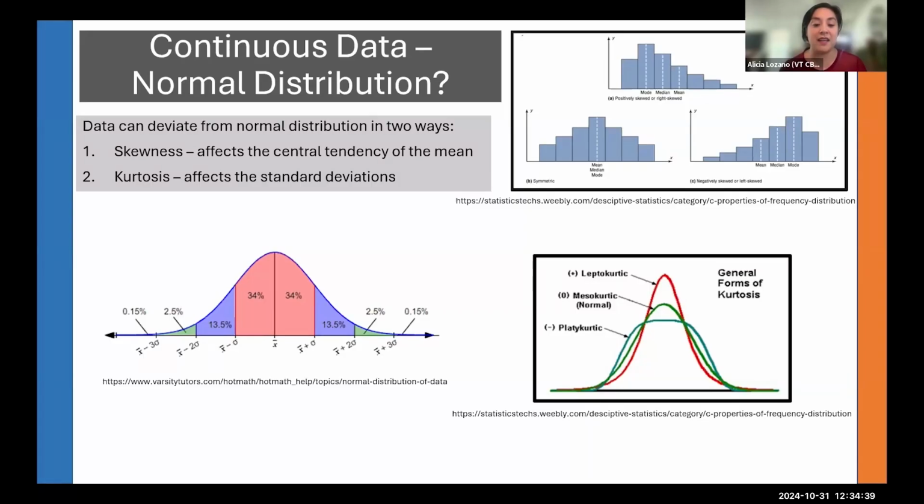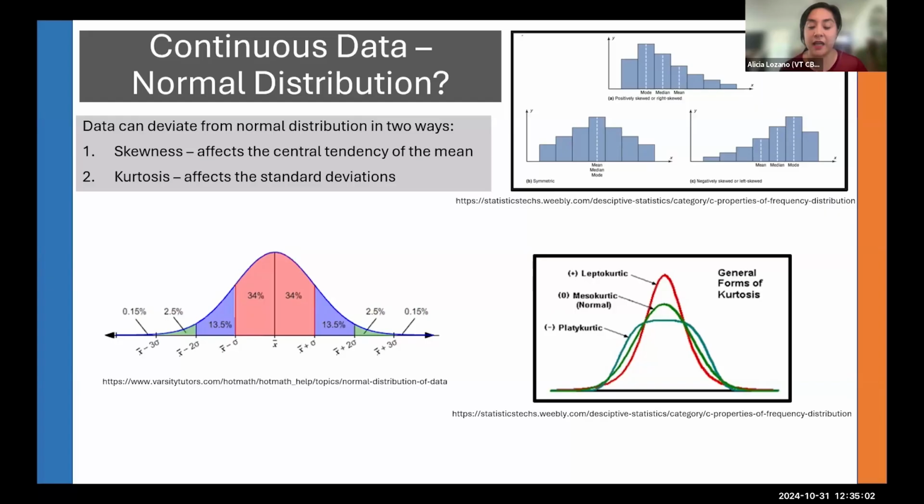Right? And as I mentioned before, data doesn't always fit a perfect normal distribution. And so there are two main ways that data can deviate from this shape. One of them is skewness. And so skewness refers to the asymmetry of the distribution itself. And so the top right diagram here shows essentially three types of skewness.